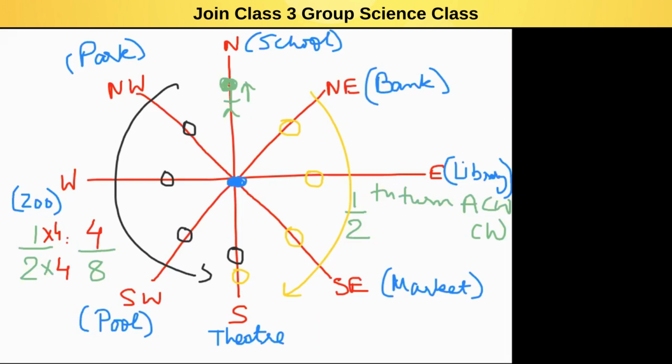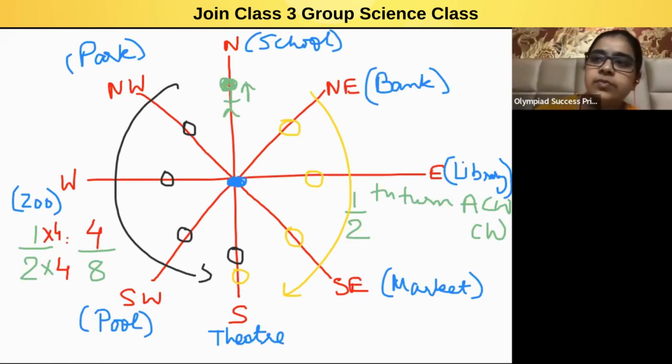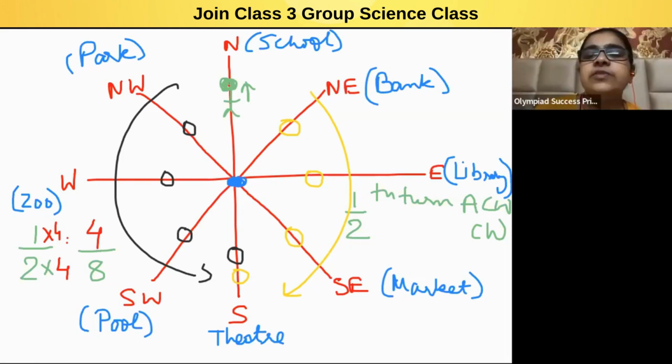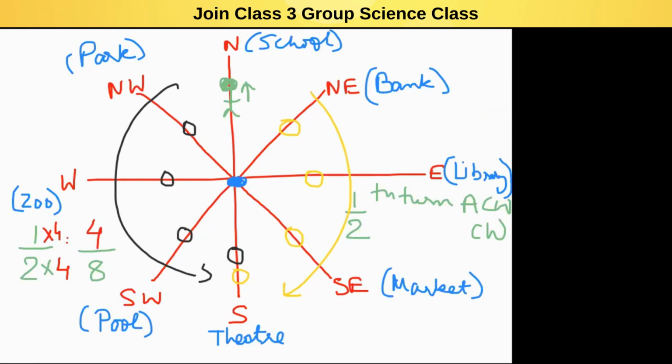Say, Shivan. Excuse me, ma'am. Can you just explain this 1 by 2 turn? Before that, you explain once more. Before this was 1 by 4 turn. That one, Shivan? Yes, ma'am.